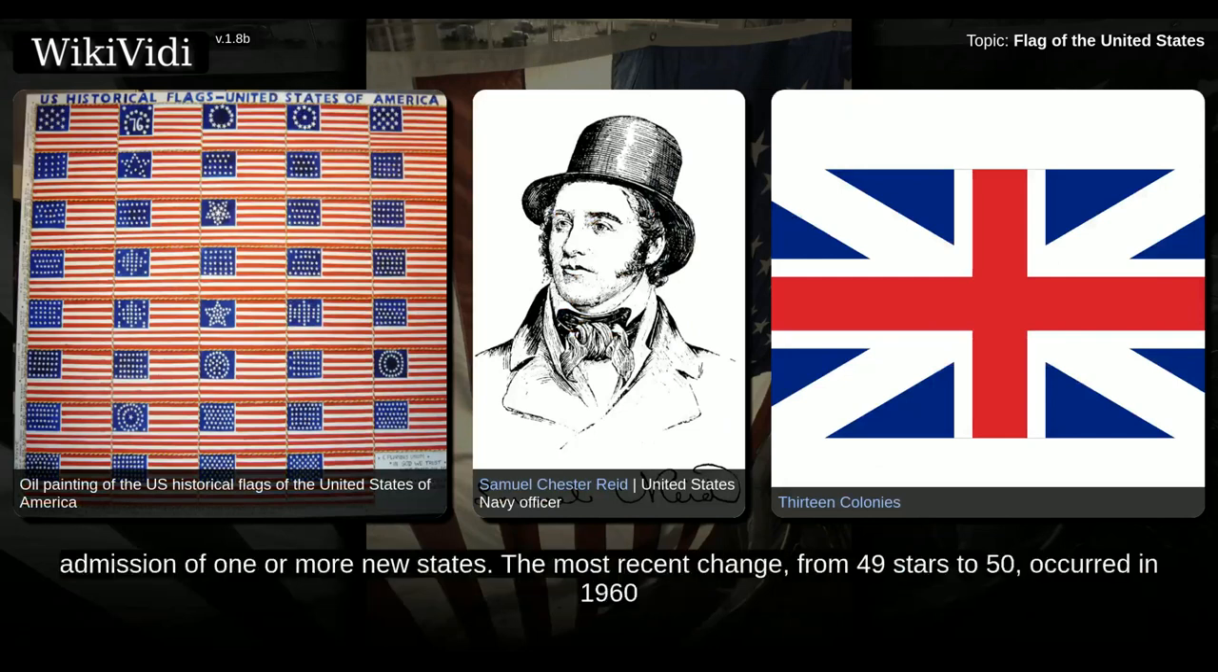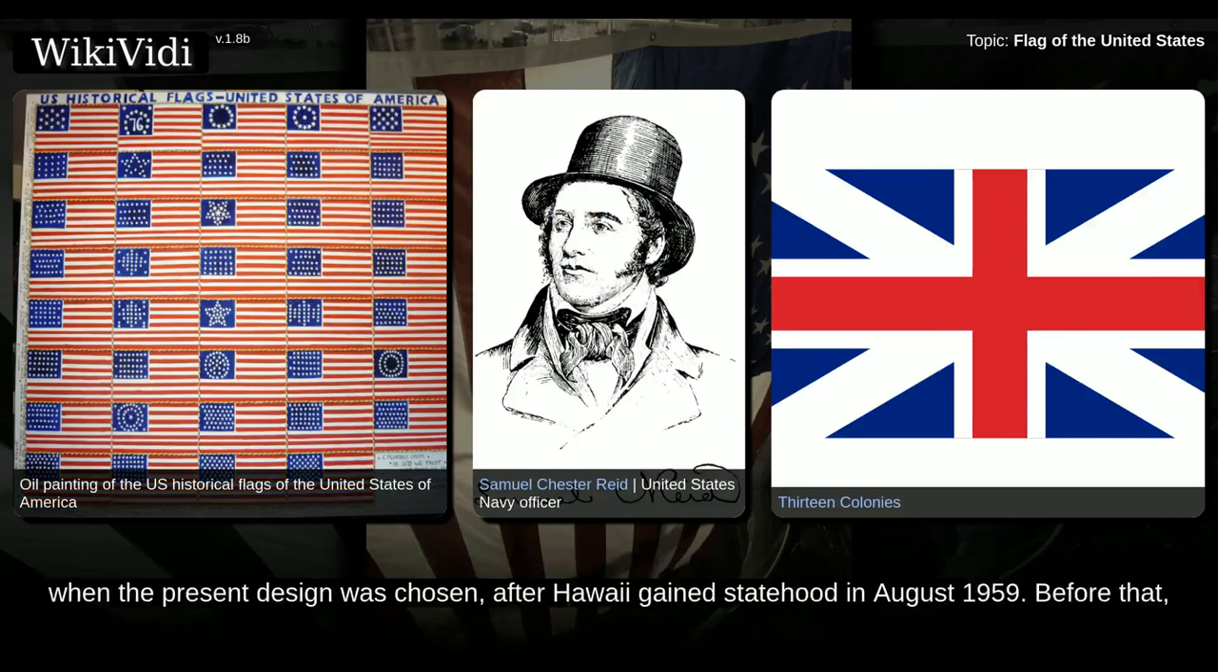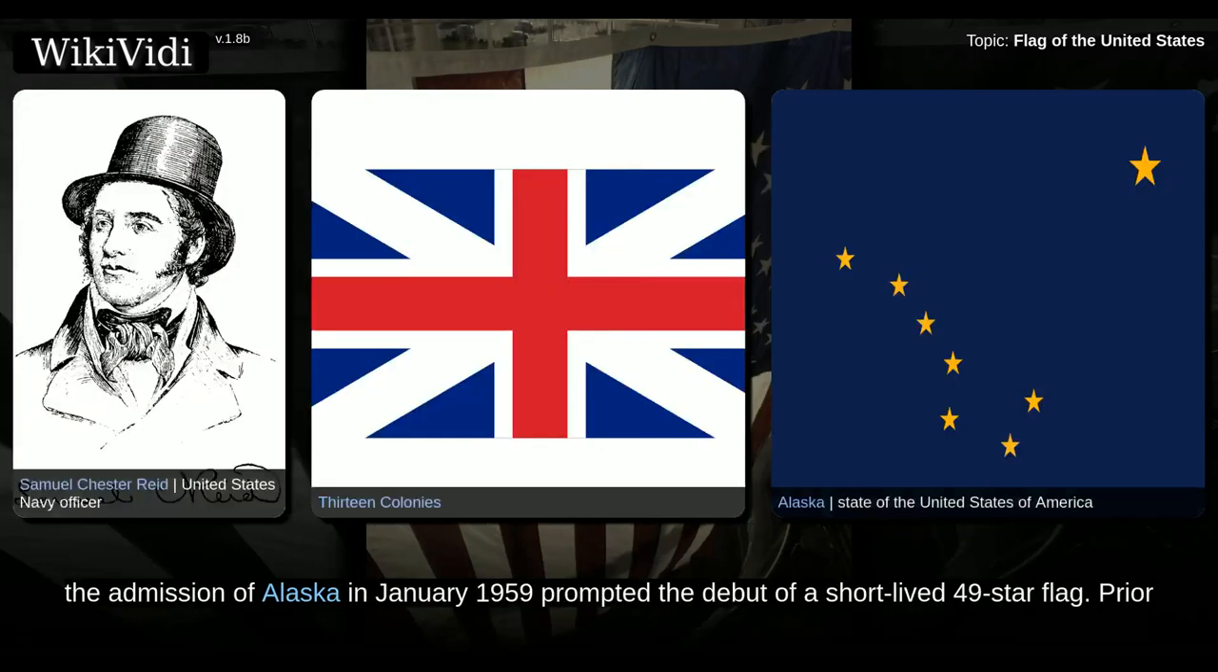The most recent change, from 49 stars to 50, occurred in 1960, when the present design was chosen, after Hawaii gained statehood in August 1959. Before that, the admission of Alaska in January 1959 prompted the debut of a short-lived 49-star flag.